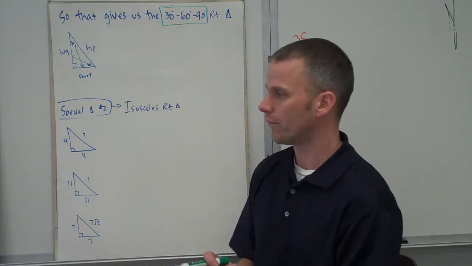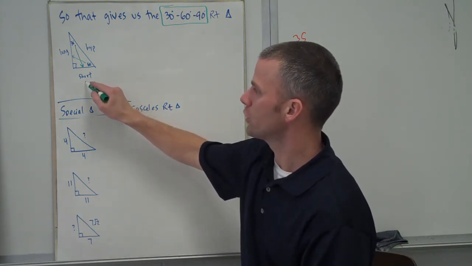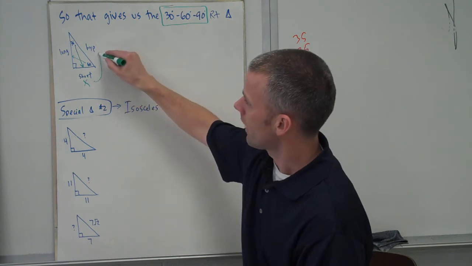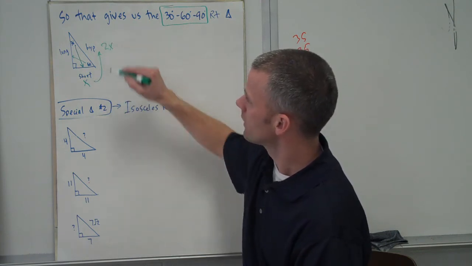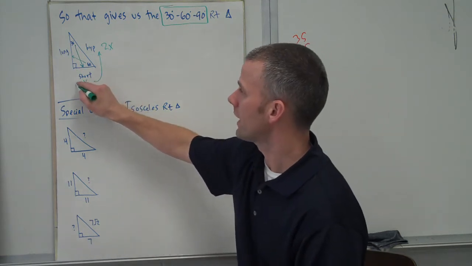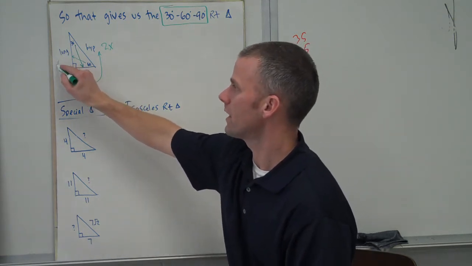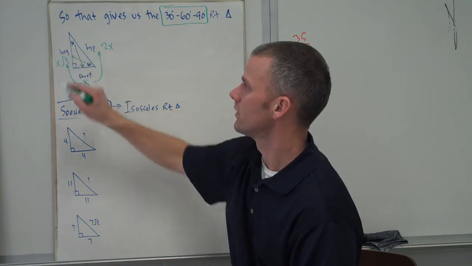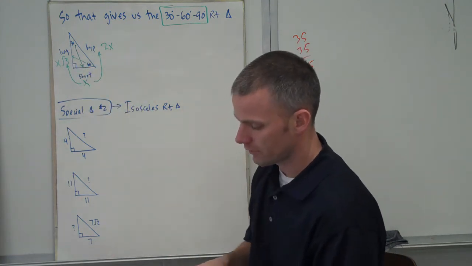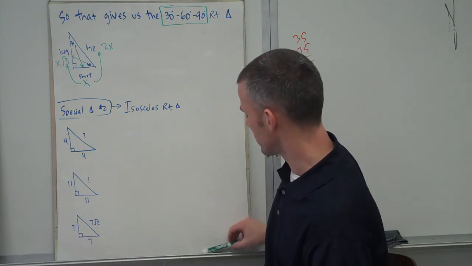So here's what we know. Whatever the short side is, we'll call it x. The hypotenuse is always 2 times that amount. The long side is always that short side times the square root of 3. So if I draw it again here, maybe make it a little easier for you to see.